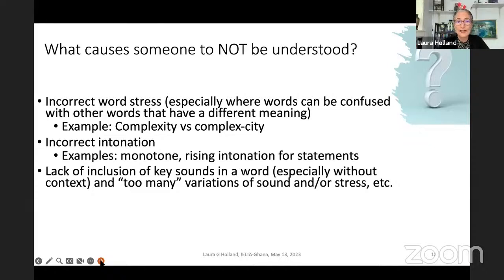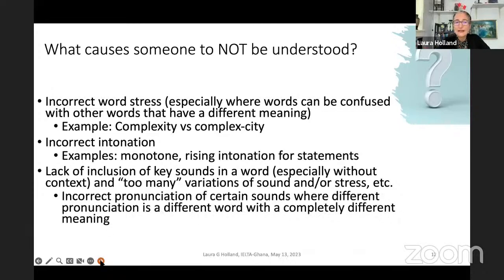And lack of inclusion of key sounds in a word, especially if there's not enough context, or too many variations of sound and or stress. And I have quite a few examples of those I've collected from observations. So for example, incorrect pronunciation of certain sounds, where different pronunciation is a different word with a completely different meaning. For example, scarce versus scars. The word scars is often mispronounced as scarce.